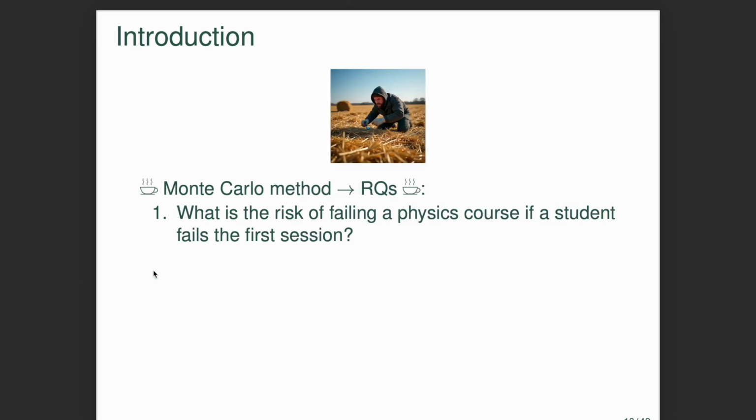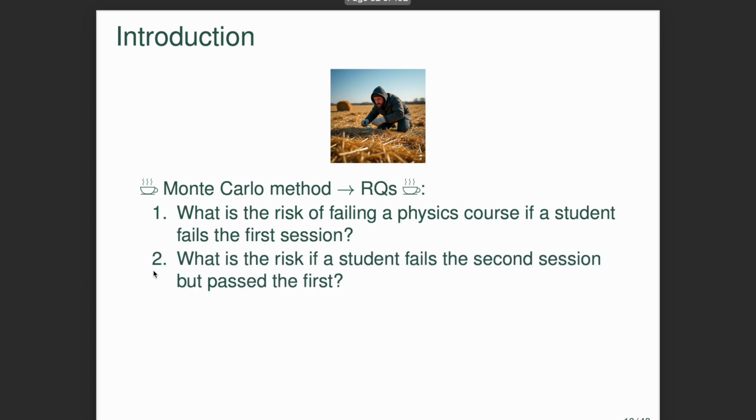To analyze the academic risks under this evaluation model, we use the Monte Carlo simulation. This numerical method allows us to simulate a wide range of possible grade scenarios informed by historical academic performance data. With this in mind, our study aims to address the following research questions. What is the risk of failing a physics course if a student fails the first session?